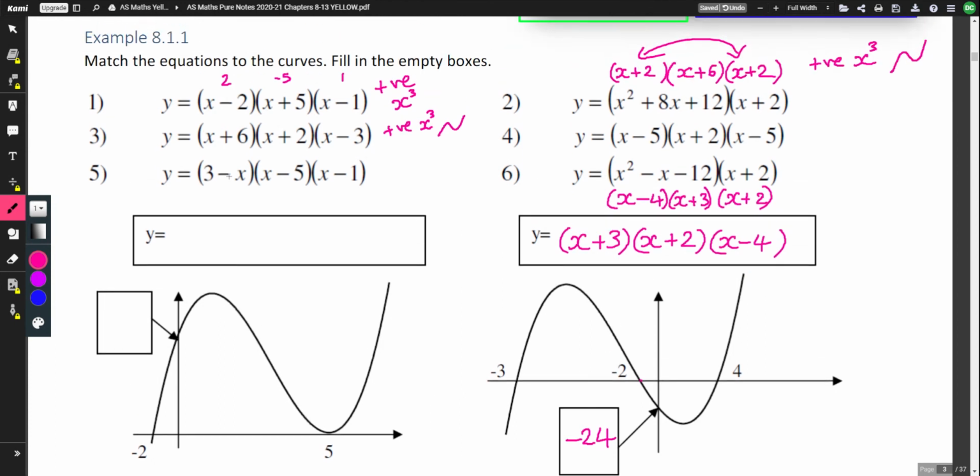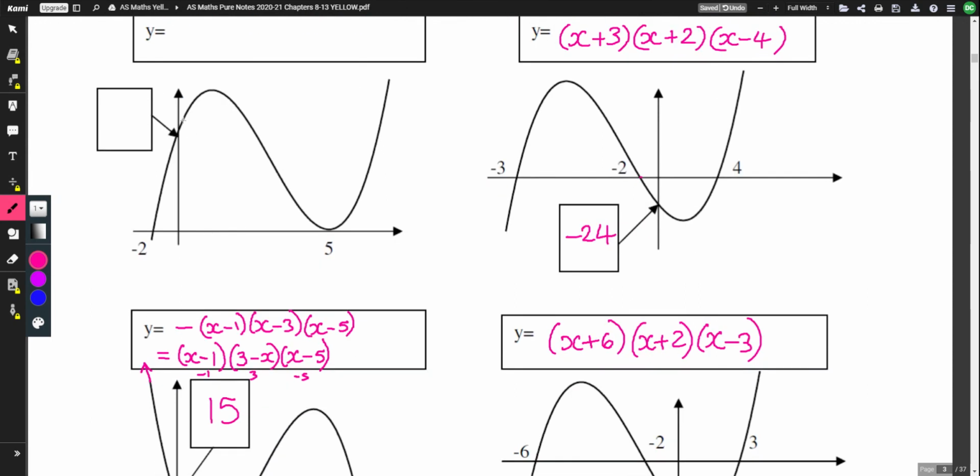And the final one, although we could just write down this equation because it's the only one left, let's do the working backwards trick. Notice it has a turning point when x is 5. That means we're going to have repeated brackets, a repeated root, and it also goes through at -2. So it's going to be x minus 5, x minus 5, x plus 2. It's a positive x cubed graph. So when I expand the brackets, I need to make sure the x cubed term would be positive.